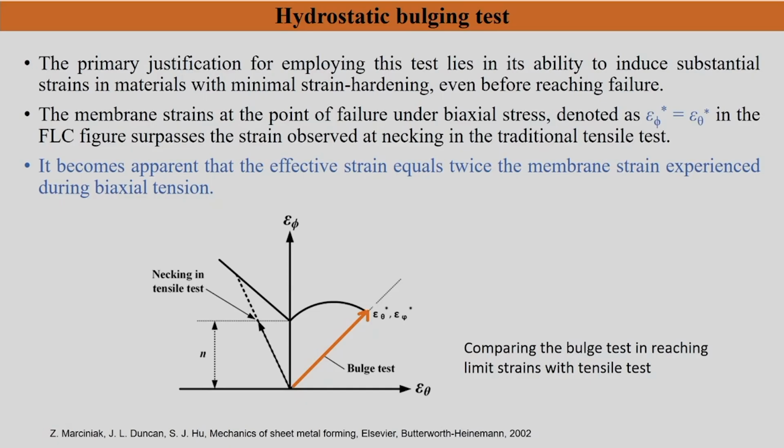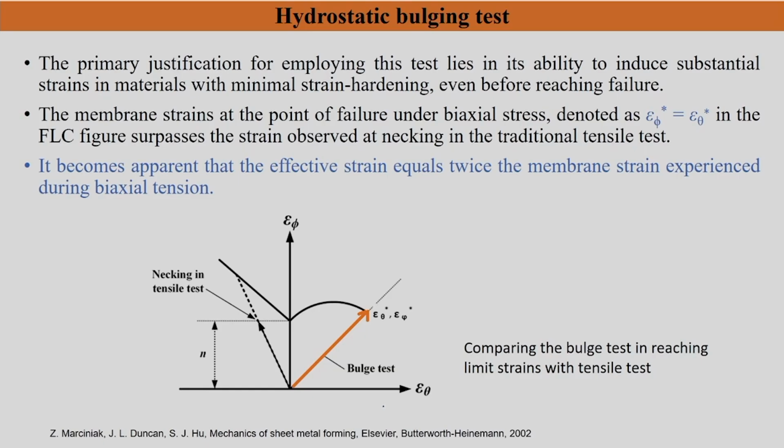So, what is the importance of this particular test? The primary justification for employing this test lies in its ability to induce substantial strain in materials with minimal strain hardening even before reaching failure. Suppose you take a material with minimal strain hardening, where ductility itself is not that good. Getting its stress strain characteristics using a uniaxial test could be very restricted. In such materials also you can use this hydrostatic bulge test, and you get sufficient stress strain data before failure happens.